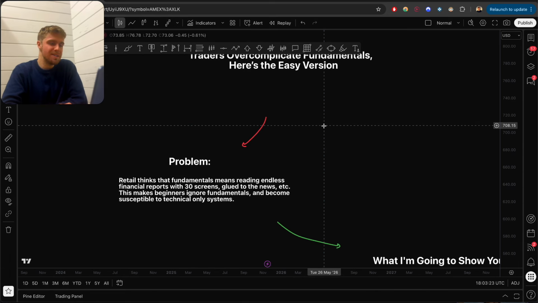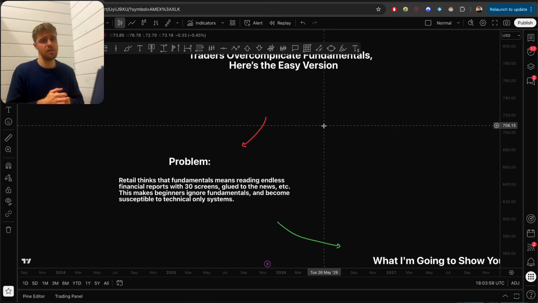So most retail traders have an image in their head of fundamentals being glued to the news all day, 30 screens, being some sort of mathematical genius, going through financial statements and reports all day. And that seems complicated because it is complicated, and it can often make people pull away from wanting to do any fundamental analysis, or they naturally want to believe that it's not all that it's cracked up to be. And it often makes traders lean more towards technical analysis because they're like, oh, this is really hard. I want to believe that this is easy.